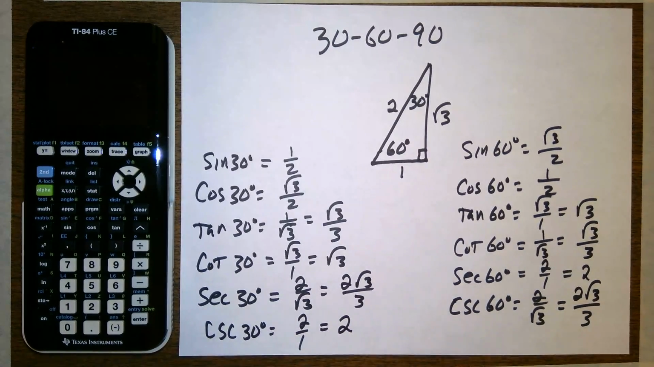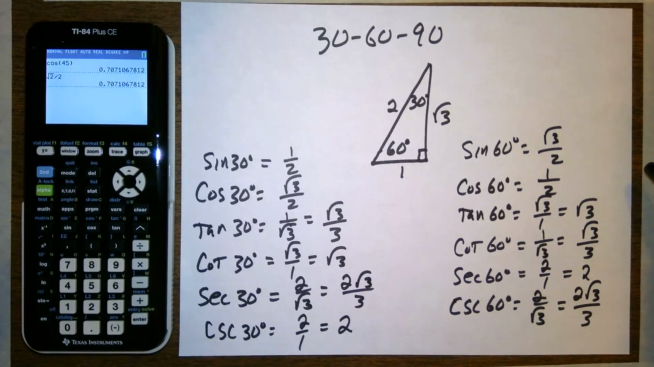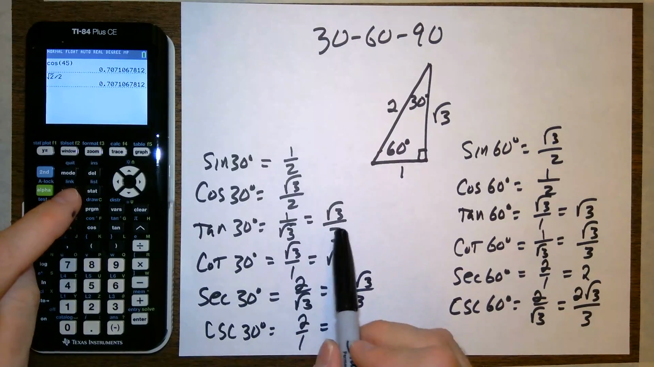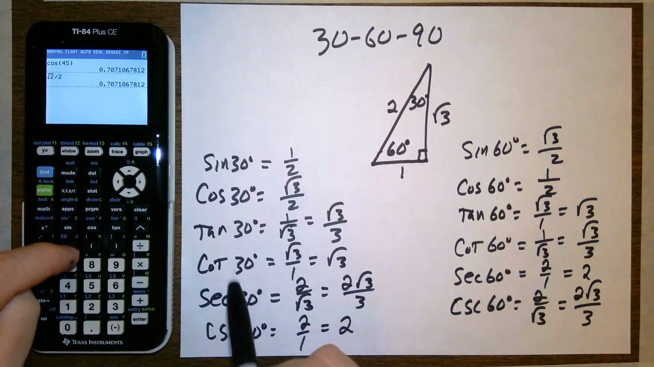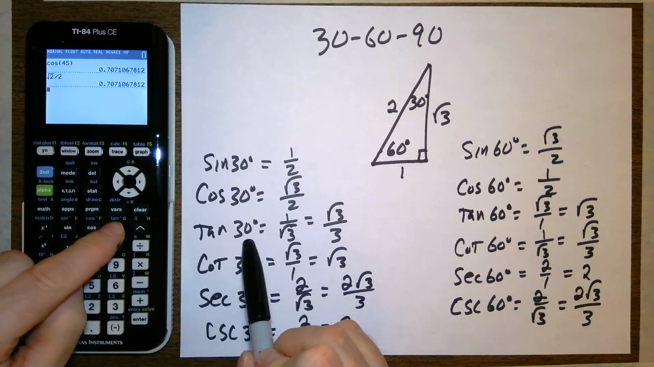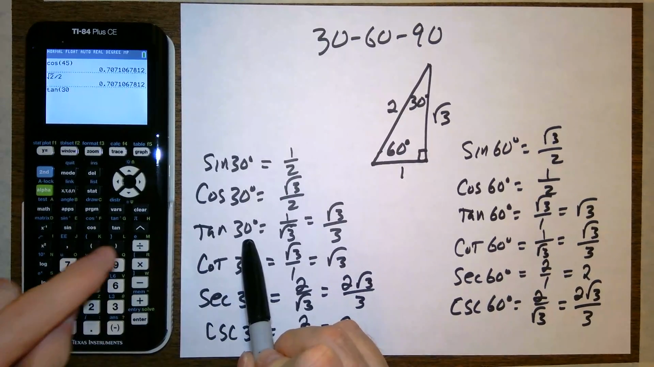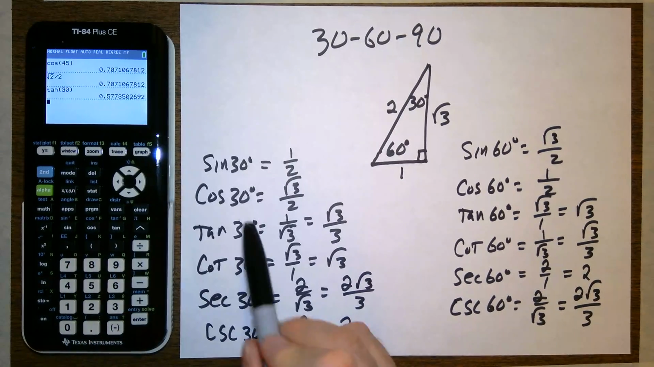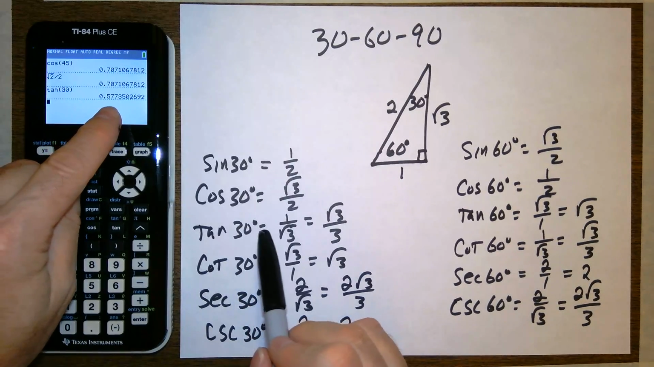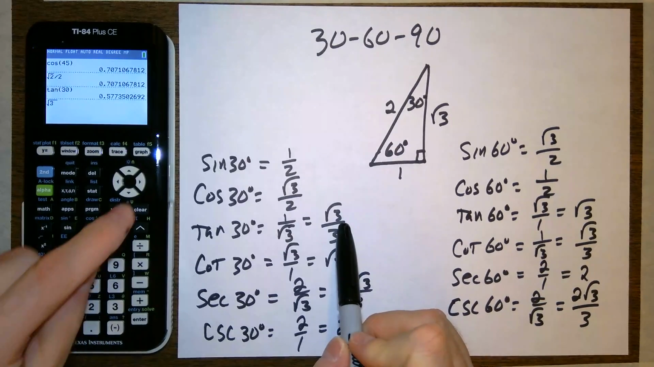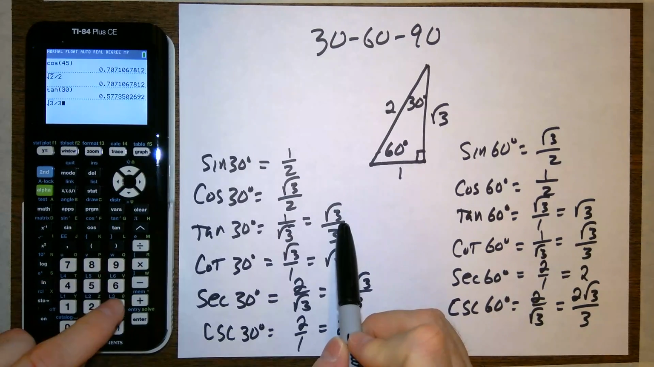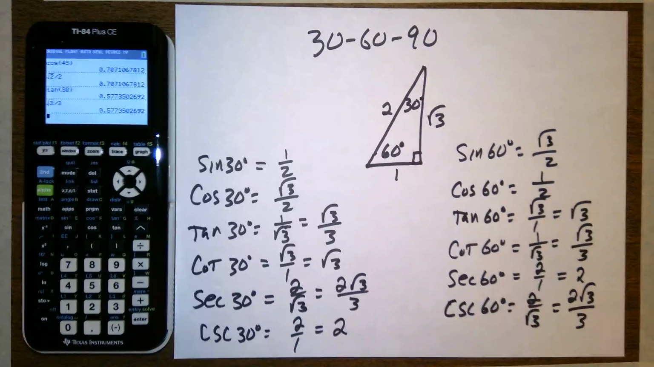Again, I want to look on the calculator and take a look at what the calculator says about these. Let's look at the tangent of 30, and then we'll talk about how to do cotangent. If I do the tangent of 30 degrees equals, there it is, 0.5777. Now I'm going to do this calculation: the square root of 3 divided by 3. And it's the same thing.